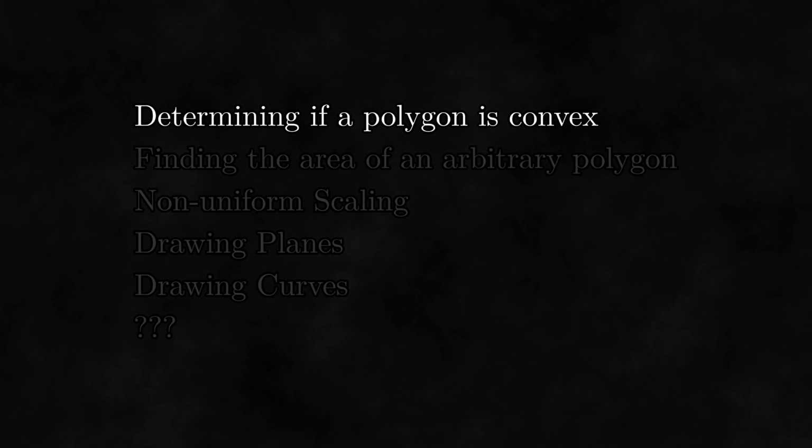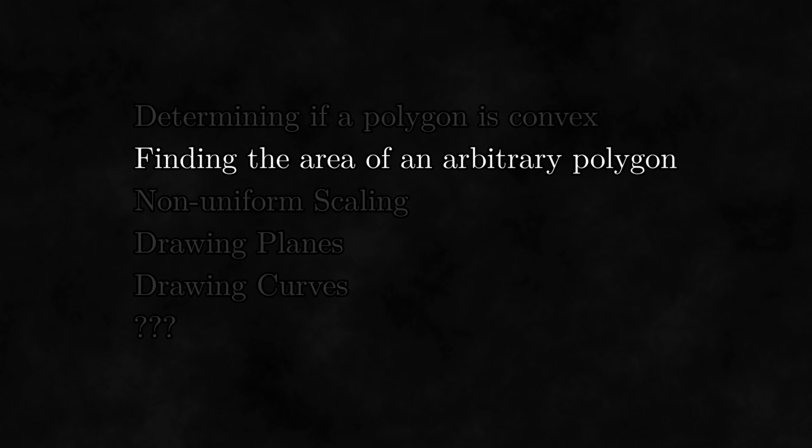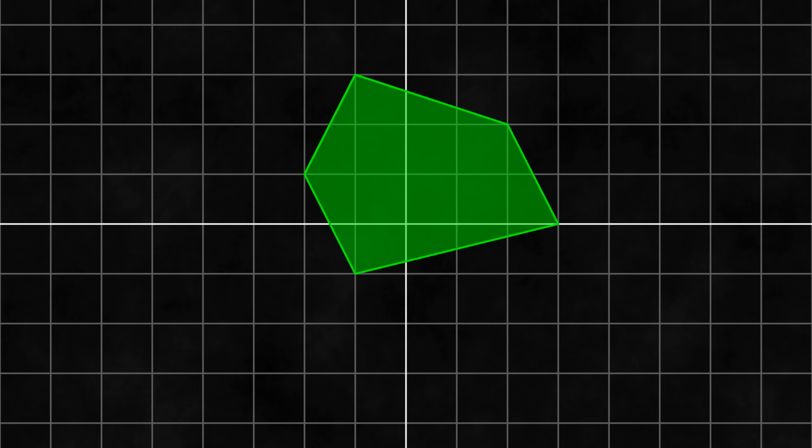The next problem that we will be looking at is finding the area of an arbitrary polygon. So consider an arbitrary polygon. How can we find its area? Well, one thing we could do is form all the triangles between the origin and all the vertices of the polygon. The area of the polygon is the sum of the areas of the triangles.